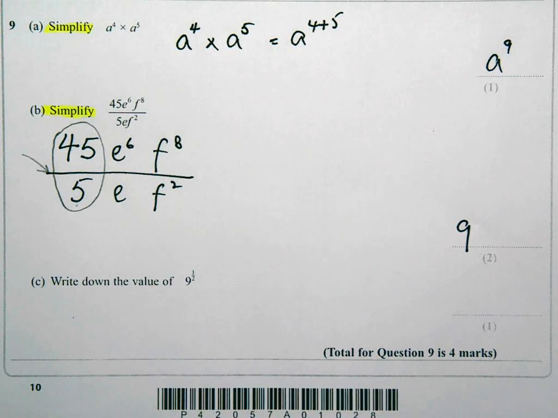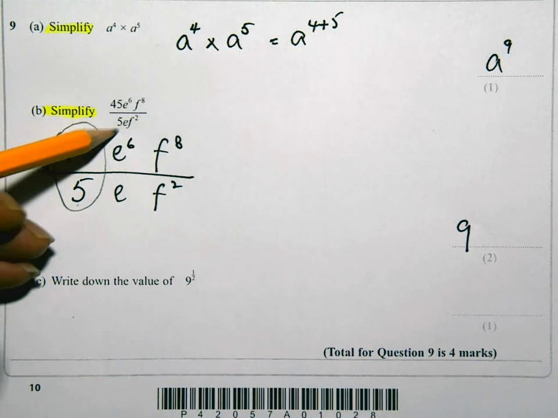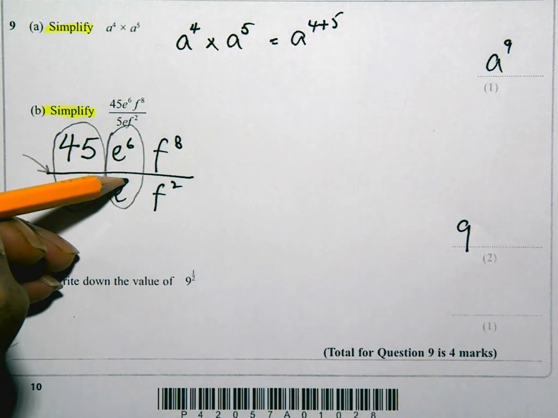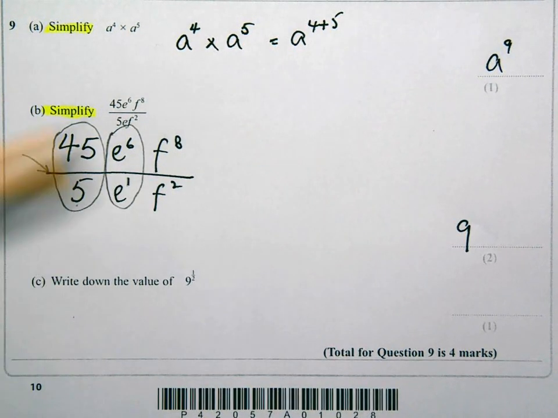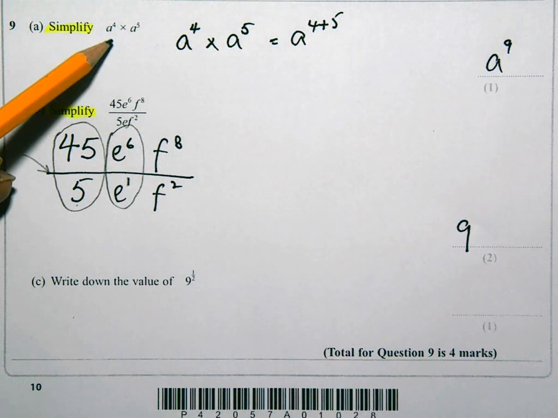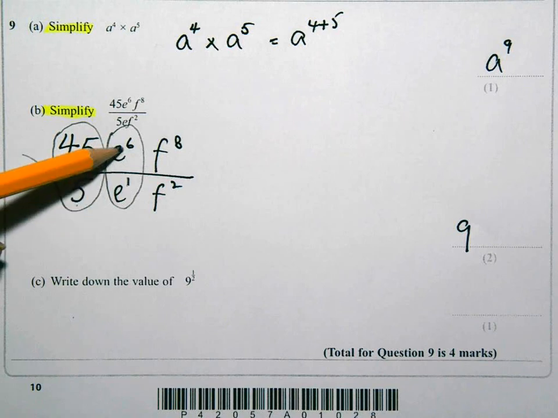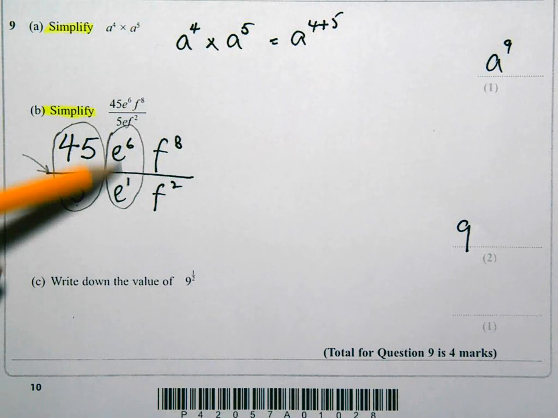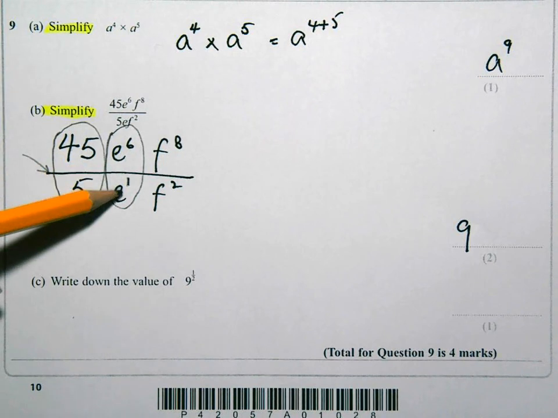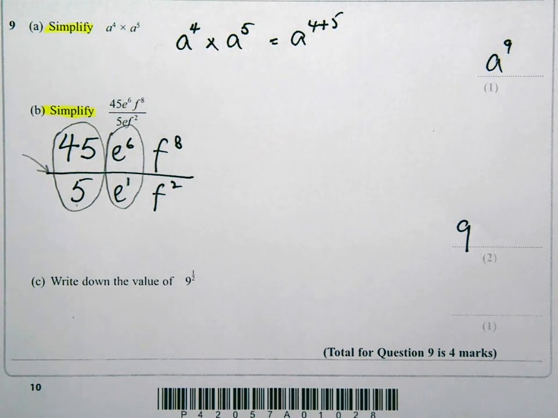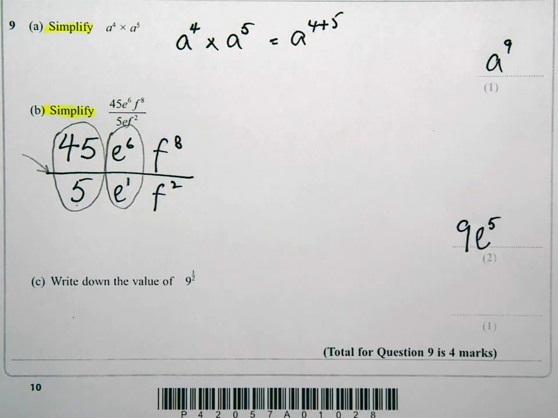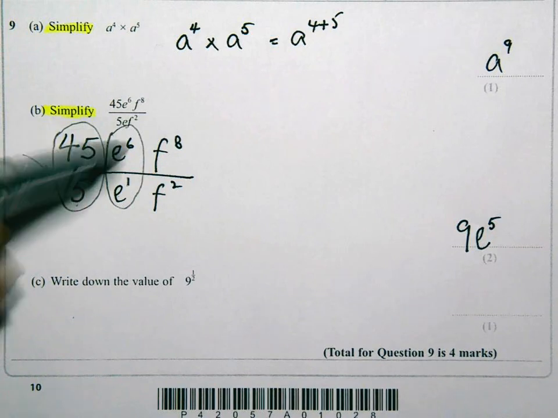Look at the next part, e to the power of 6 divided by e. Now, that e there is to the power of 1. As I said before, when we were doing the previous part, we were timesing, and when you times, you add the powers. Over here, the bases are the same, e and e. If you're dividing, you take away the powers. So that's going to be e to the power of 6 divided by e to the power of 1. That's going to be e to the power of 5. You take away 6, take away 1 is 5.